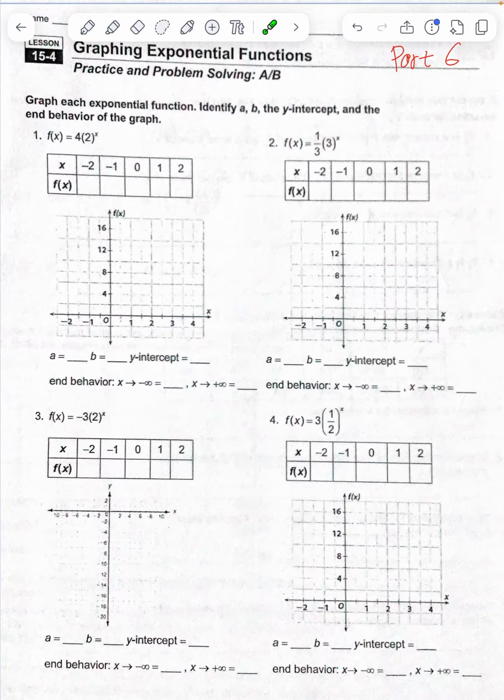Okay, let's write out the formula. f of x equals a times b raised to the x power. A, in a real world problem, we call it the initial value. On the graph, pure math, only numbers, we call this the y-intercept. This point is on the y-axis. So this is a, yeah? Y-intercept and behavior.